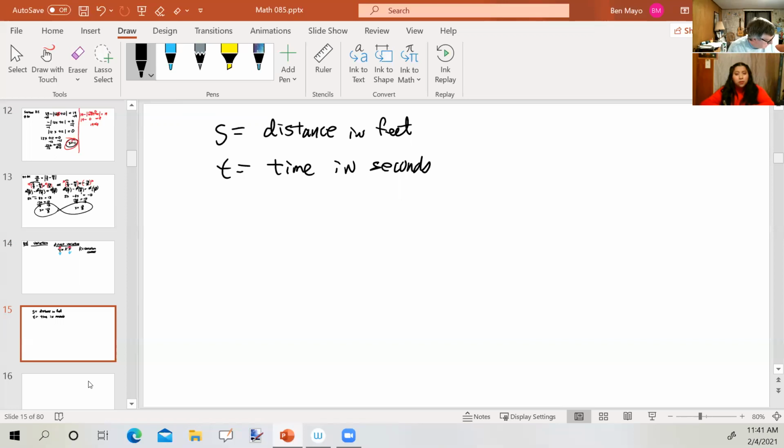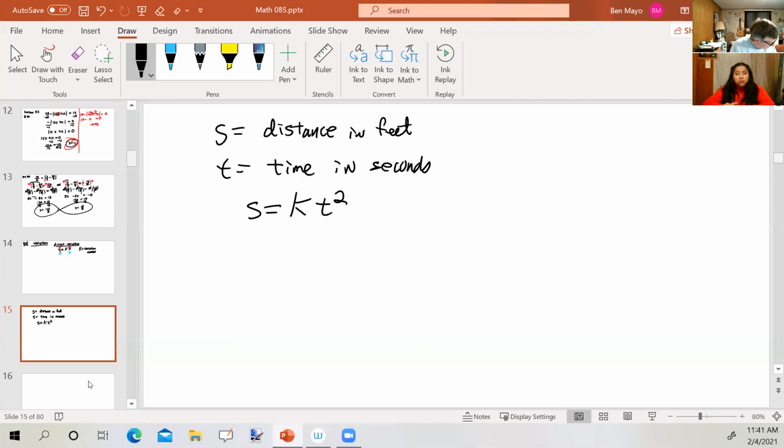Now let me read it again. It says, an object in free fall travels a distance S that varies directly to the square of time T. So S equals KT squared. Now, notice I inserted K there, the variation constant, and it wasn't even mentioned in the story problem. In most cases it's not mentioned, but we have to remember that it's in each of these three formulas we're going to look at. So the distance varies directly as the square of the time. So there's our direct variation formula.